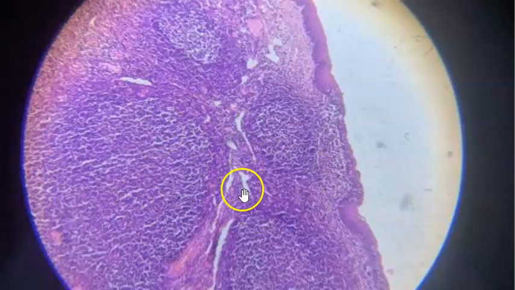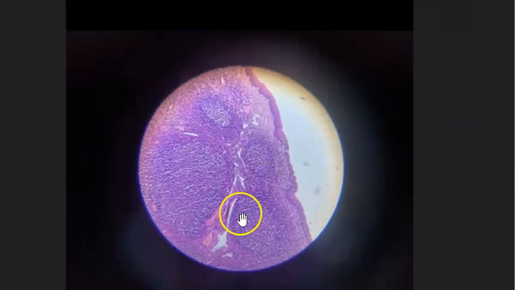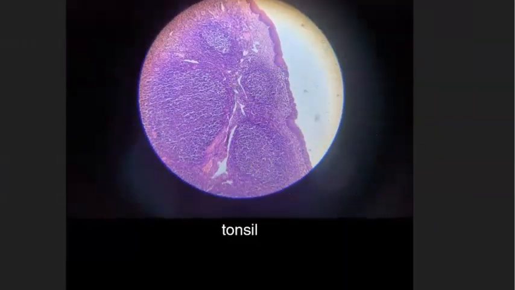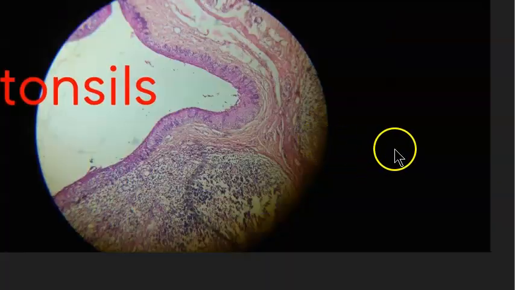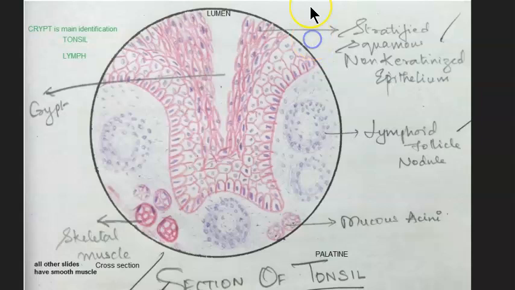Some other lymph, so lymphy. This is tonsil. Very good. How would you recognize tonsil? There is some lumen here and there are some lymphoid follicles. Crypt is the main identification.